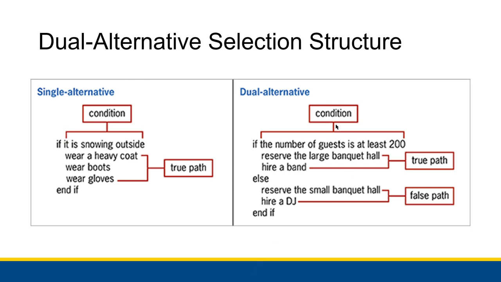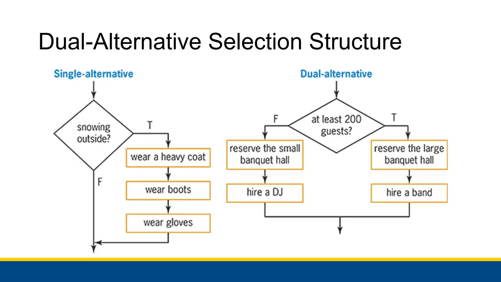So when the condition is true, you go down the true path. Once you hit else, you skip to end if, run all the code below. If the condition is false, you skip to else, run down the false path, and then hit end if, do all the code below. Here's a comparison of the flowcharts right here.